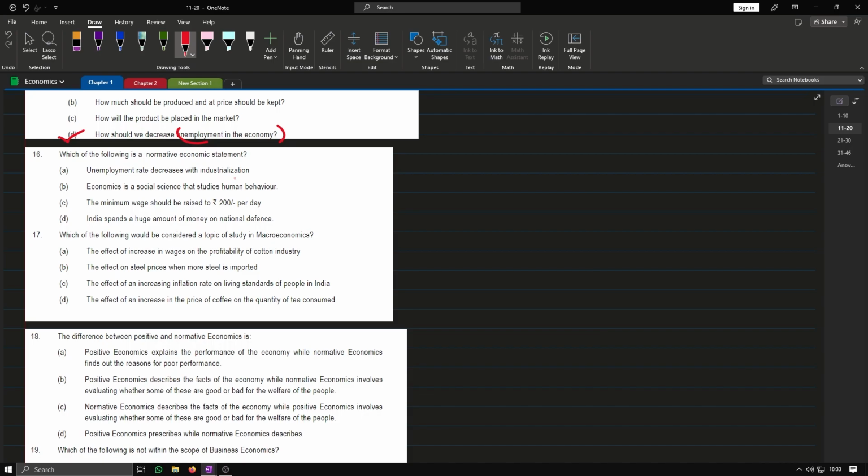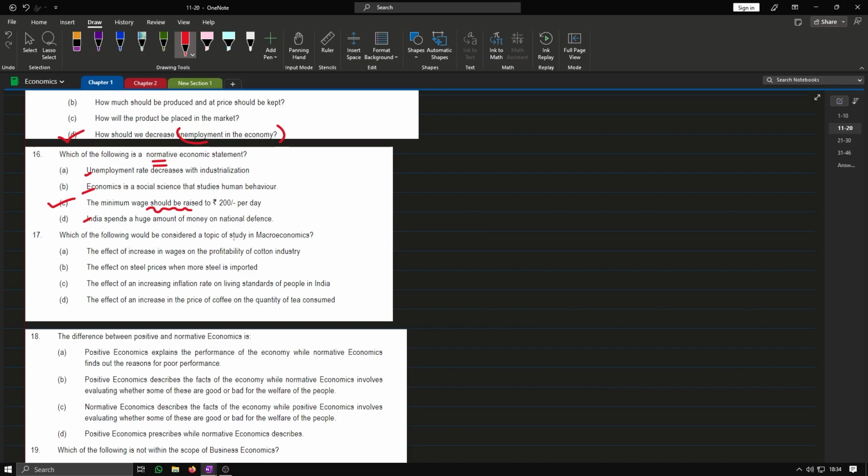A, unemployment rate decreases with industrialization. B, economics is a social science that studies human behavior. C, minimum wage should be raised to 200 per day. D, India spends a huge amount of money on national defense. The unemployment rate decreasing, economics being a social science, and India spending a huge amount on national defense usually explain how things are in the current scenario. But statement C explains how things should be. So this is a normative economic statement.